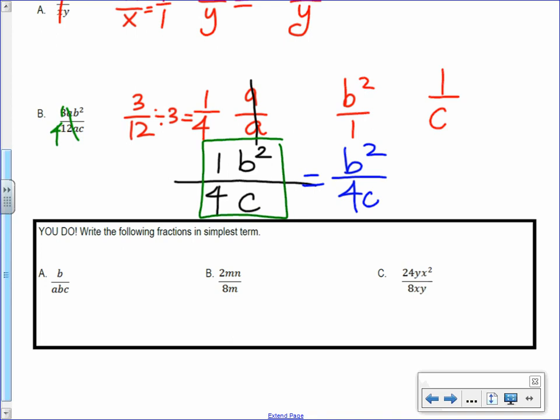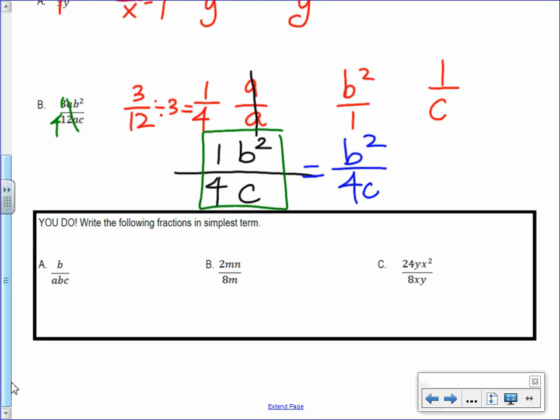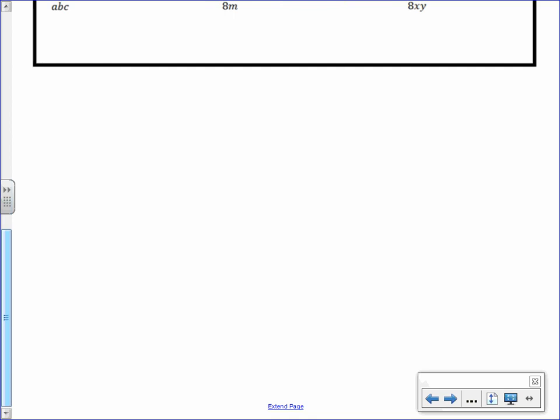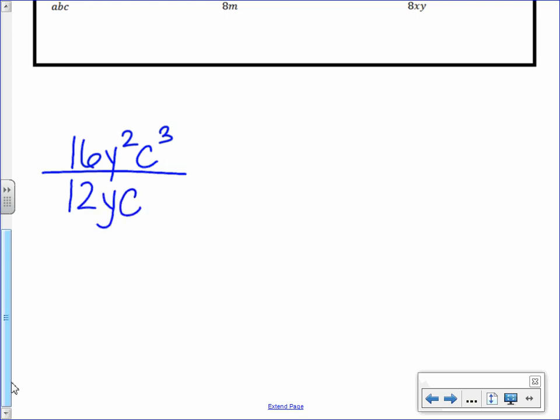Okay, let's try one down here. Let's try one in your blank space. 16y squared c to the 3rd over 12y c to the 5th. Everyone do this one with us.